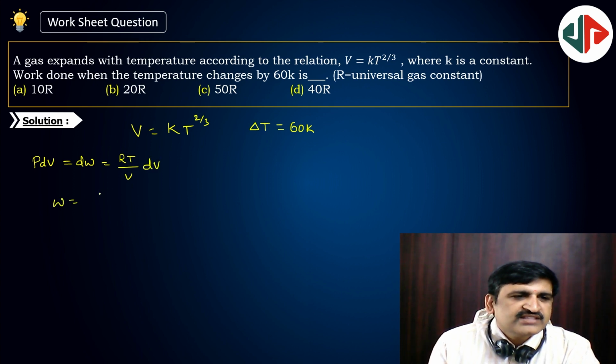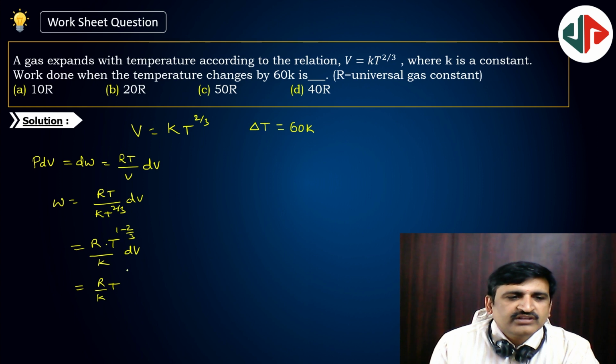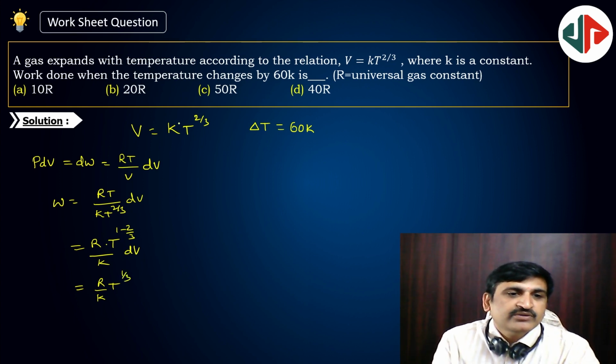So work done is equal to RT by V, where V is KT to the power of 2 by 3, dV. R into T is T only, and 1 minus 2 by 3 gives 1 by 3, by constant into dV. That is equal to R by K into T to the power of 1 by 3. What about dV? dV also must be converted, you can take this one only.